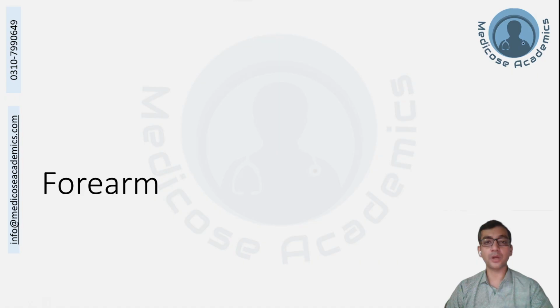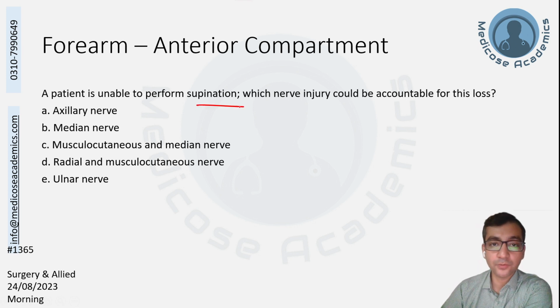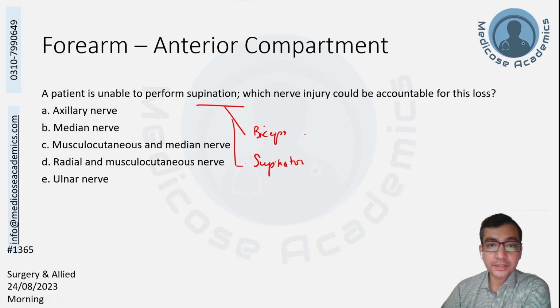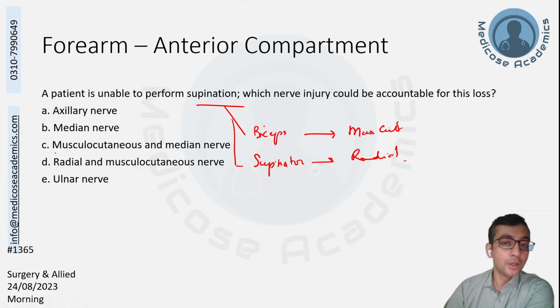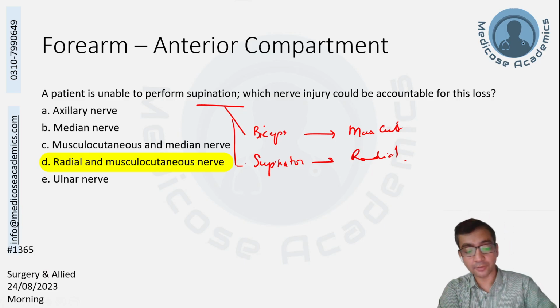Let us move on to the forearm. Let us start with the anterior compartment. A person is unable to perform supination. Which nerve injury could have accounted for this loss? So you must know that there are two muscles responsible for supination. There is biceps brachii. By the way, the supination function of biceps often skips the mind. And then there's the supinator muscle itself. The biceps brachii is supplied by the musculocutaneous nerve, and the supinator is supplied by the radial nerve. So here's the answer. Radial and musculocutaneous nerve is given in the answers here, so that will be the correct option.